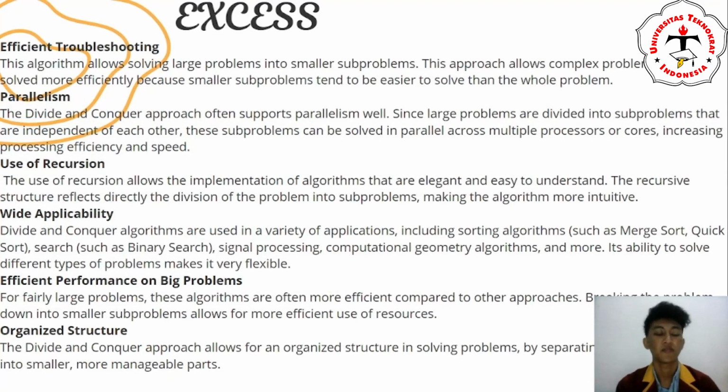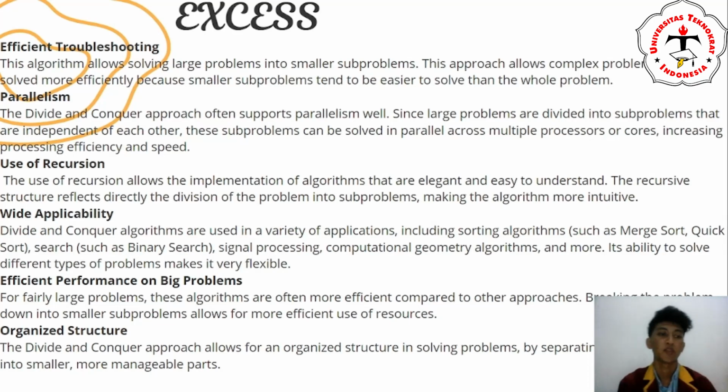Advantages. First, efficient troubleshooting. This algorithm allows breaking large problems into smaller subproblems. This approach allows complex problems to be solved more efficiently because smaller subproblems tend to be easier to solve than the whole problem. 2. Parallelism. The divide and conquer approach often supports parallelism well, since large problems are divided into subproblems that are independent of each other. These subproblems can be solved in parallel across multiple processors, of course increasing processing efficiency and speed.